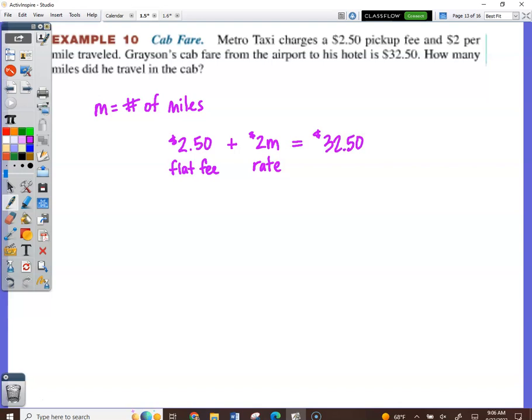So there it is in the pretty dollars. Here it is, it's just plain numbers. You got 2.5 plus 2m equals 32.5. I dropped off the dollars and the zeros that weren't necessary. So these are not like terms. You would subtract the 2.5, then divide. And you would say that he traveled 15 miles in a cab. More of those, right?